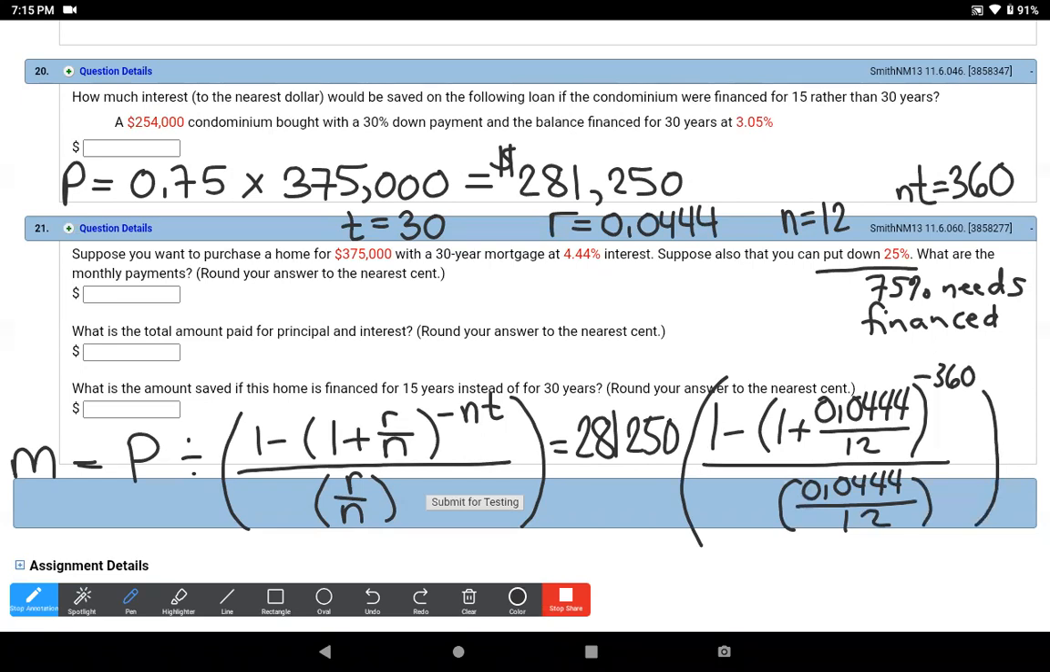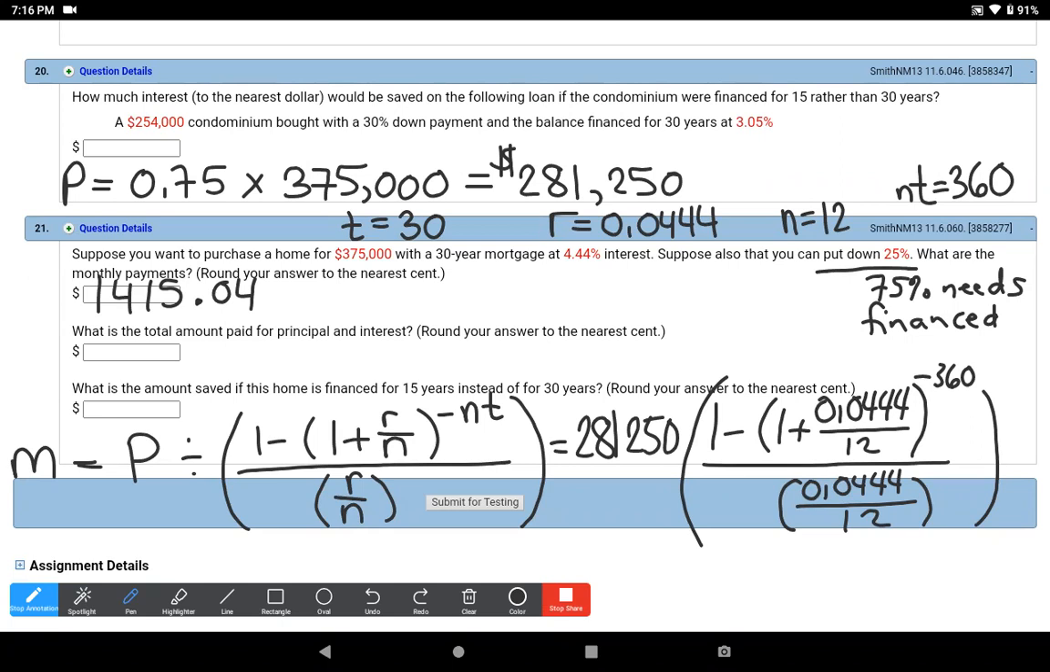So 281,250 divided by parentheses 1 minus parentheses 1 plus 0.0444 divided by 12 in parentheses caret negative 360 in parentheses divided by parentheses 0.0444 divided by 12 in parentheses. I get a value of $1,415.04, right? That matches the key.